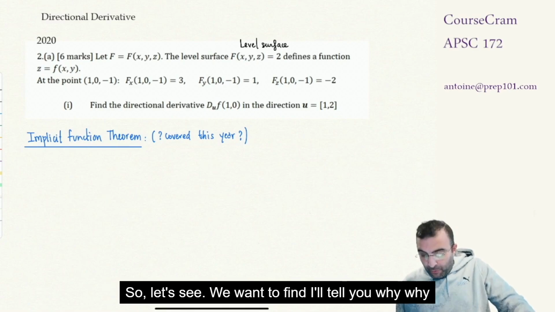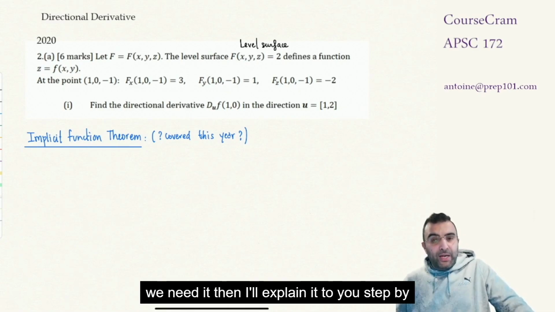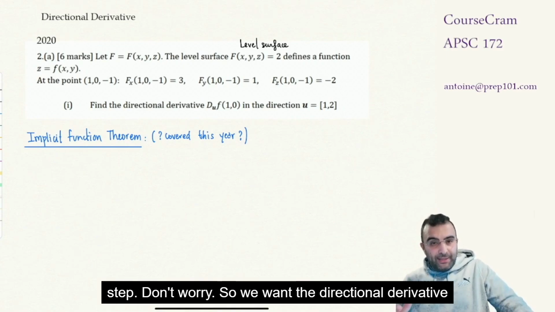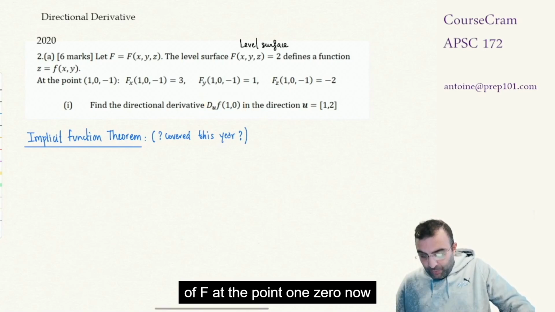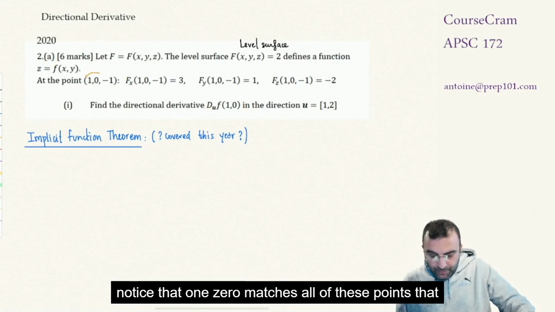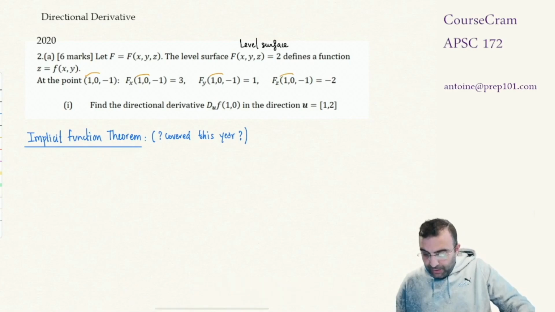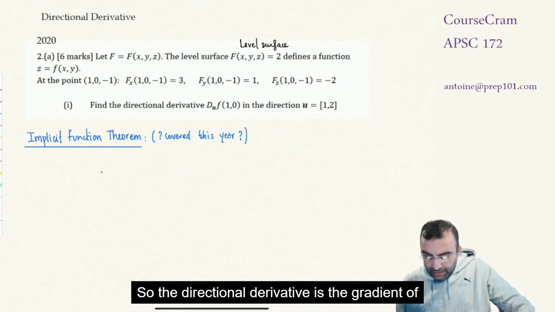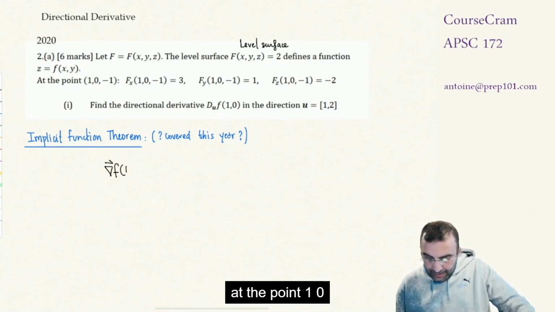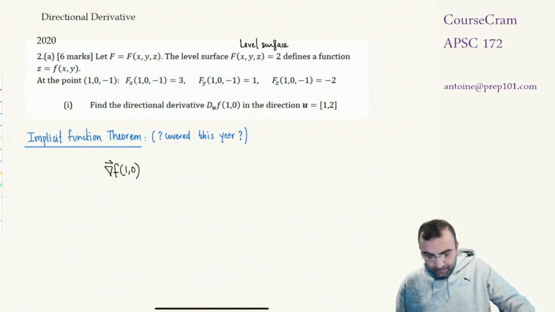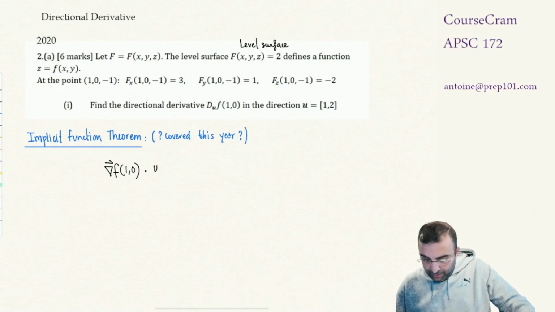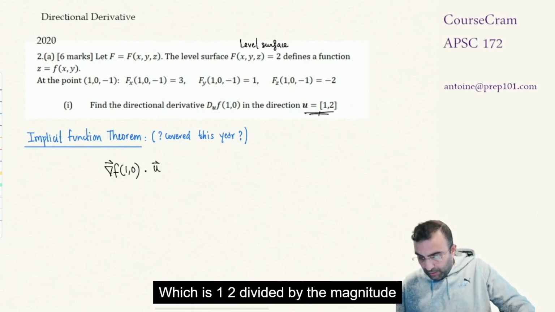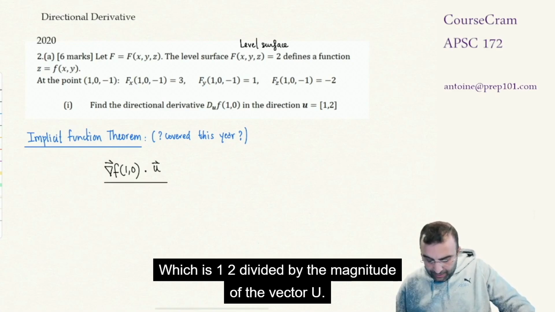So let's see. I'll tell you why we need it, and I'll explain it to you step by step, don't worry. So we want the directional derivative of f at the point 1, 0. Now notice that 1, 0 matches all of these points that we have, so that's good. So the directional derivative is the gradient of f at the point 1, 0. F is a function of x, y, z. Dot the vector u, which is 1, 2, divided by the magnitude of the vector u.